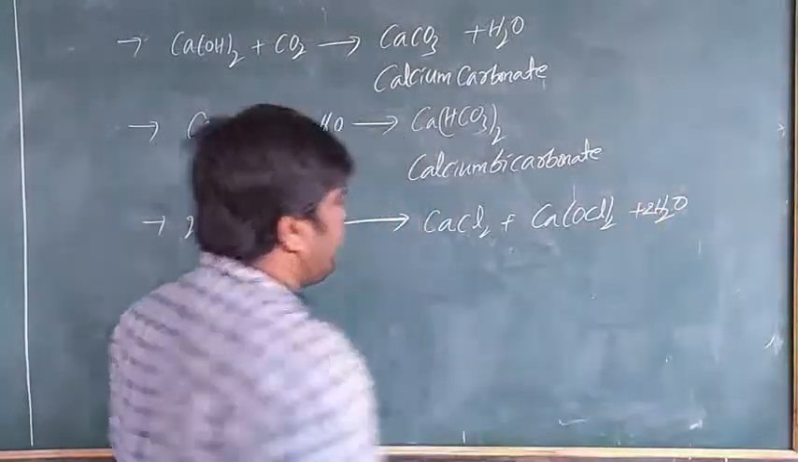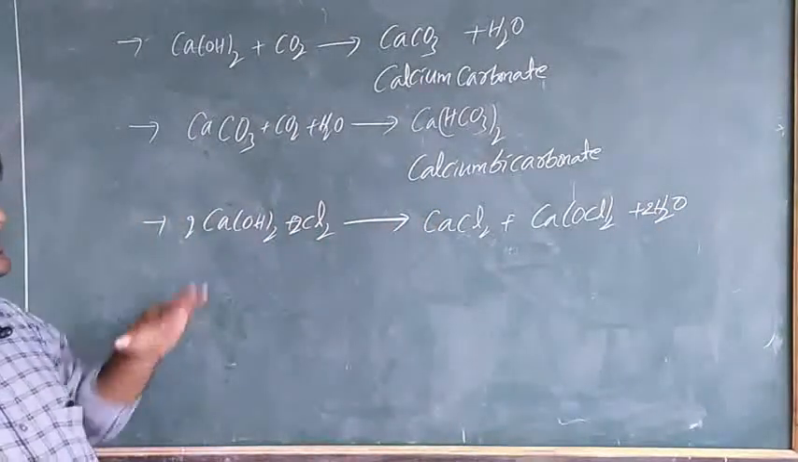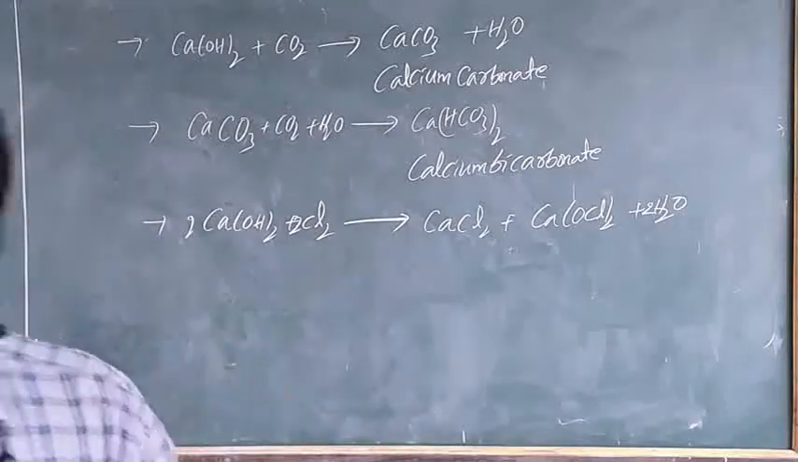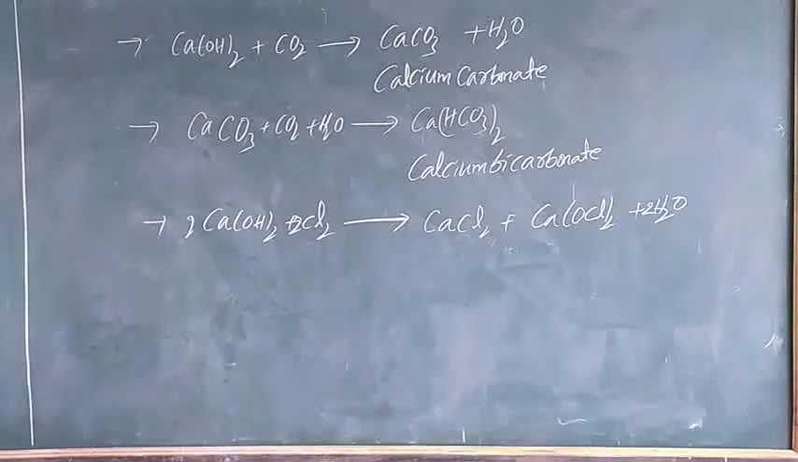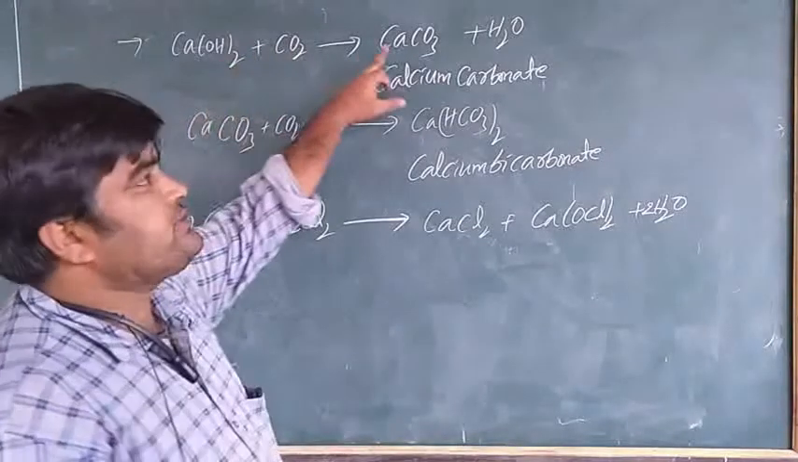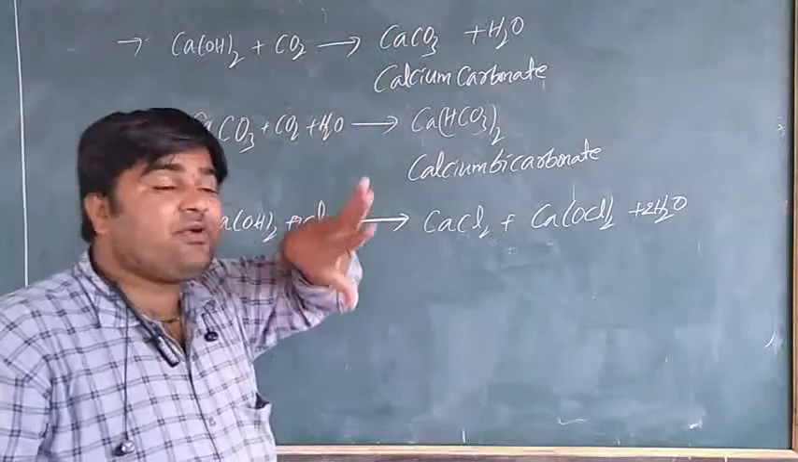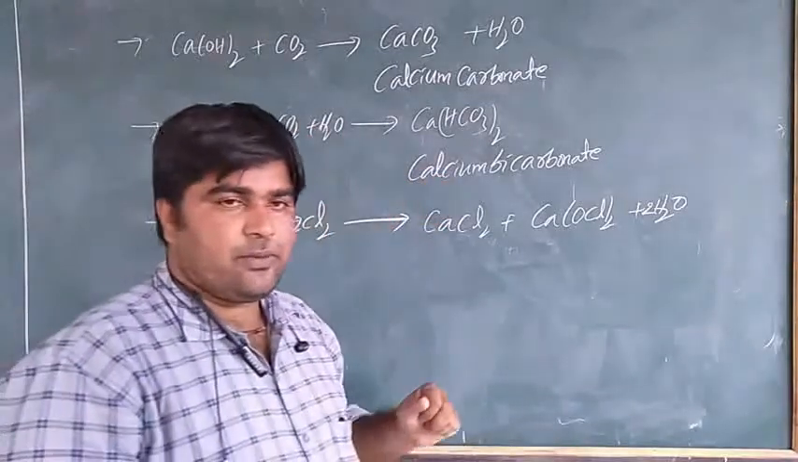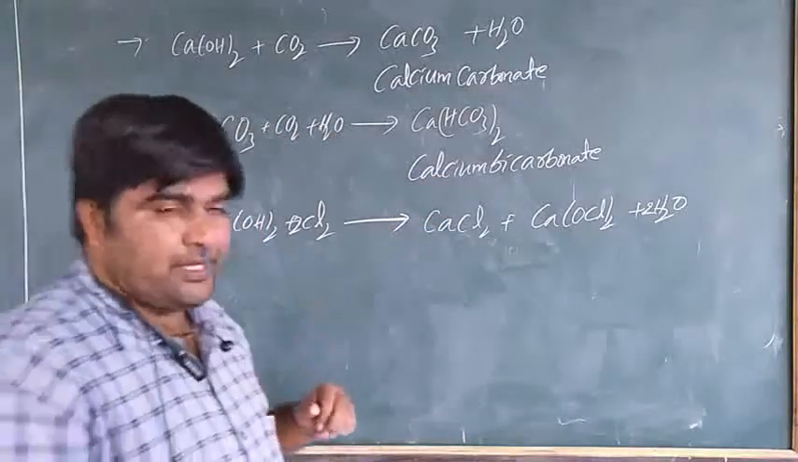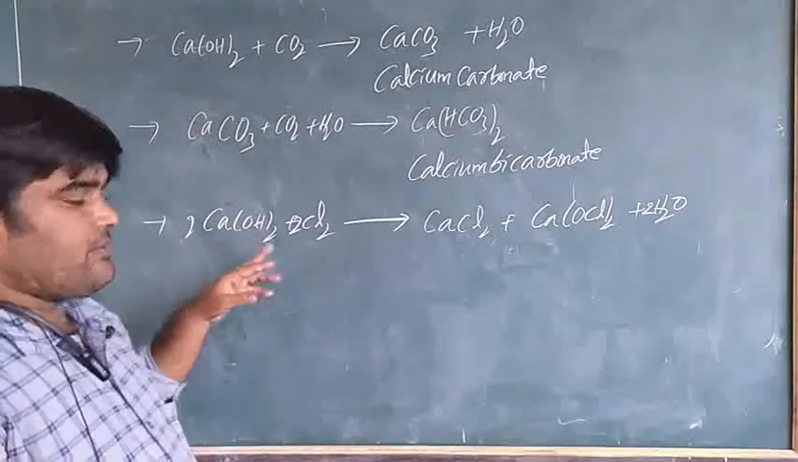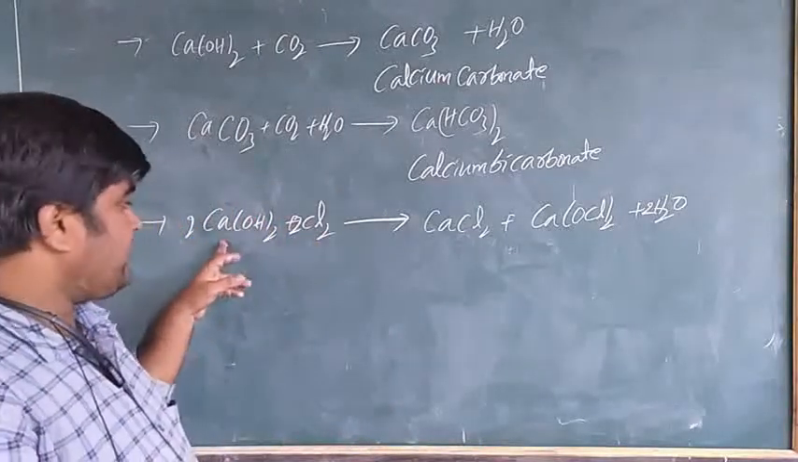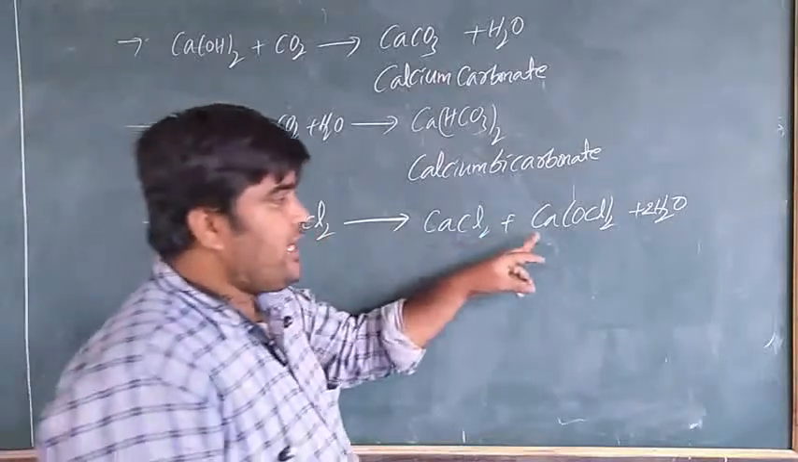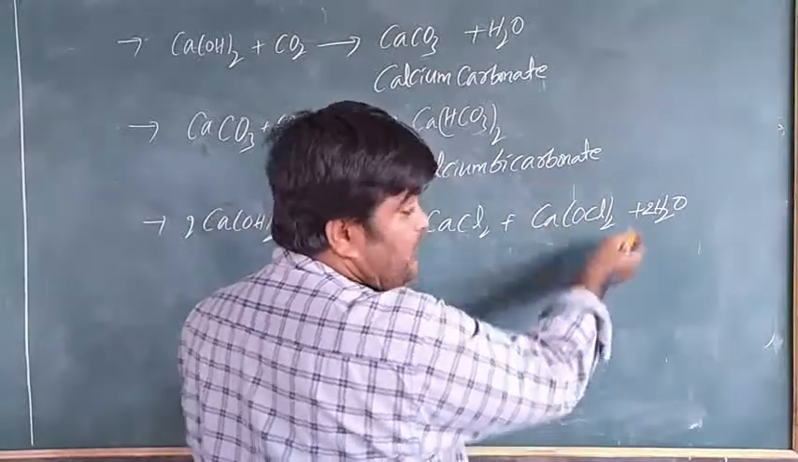Is it clear what I am saying? Remember these chemical reactions. Whenever carbon dioxide is passed through the milk of lime, calcium hydroxide produces calcium carbonate. If excess carbon dioxide is passed through this calcium carbonate, it produces calcium bicarbonate. And in another chemical reaction, calcium hydroxide reacts with chlorine to form calcium chloride and calcium hypochlorite.